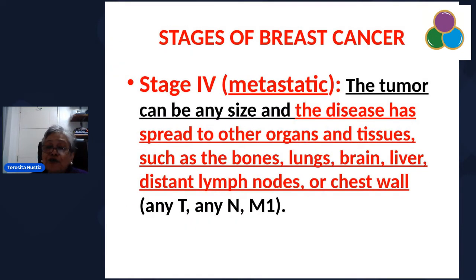Now, stage 4 is the metastatic type, wherein the tumor can be of any size and the disease has spread to other organs and tissues, such as your bones, lungs, brain, liver, distant lymph nodes, or chest wall. So, tumor, any nodes, and at the same time, truly metastatic. Okay? Next slide, please.